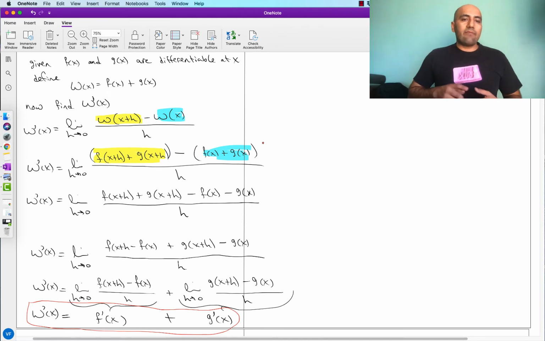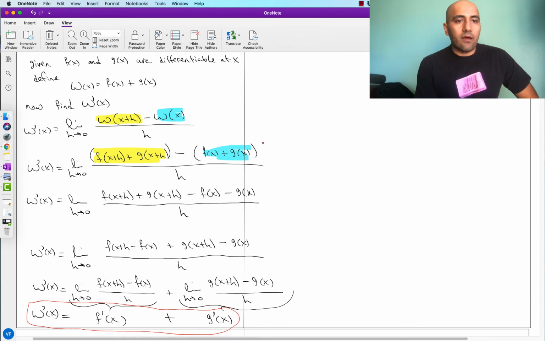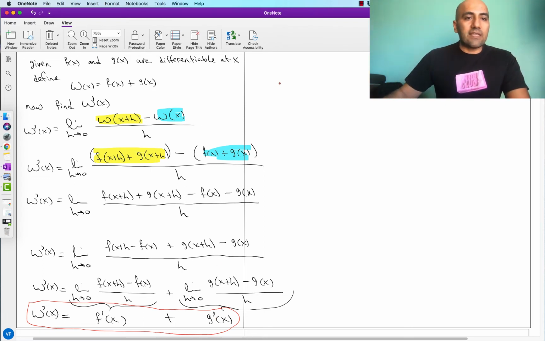So given that f and g are differentiable at x, and if we define a new function, w of x equal to f of x plus g of x, and we want to find the derivative, w prime of x, the derivative of the w function, then we can follow our definition and conclude that the derivative of the w function is equal to the derivative of the f function plus the derivative of the g function. Good? Okay, well, a similar thing will happen if we have a subtraction instead of an addition.